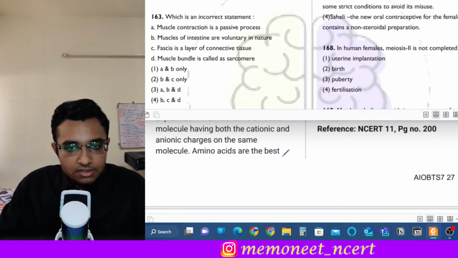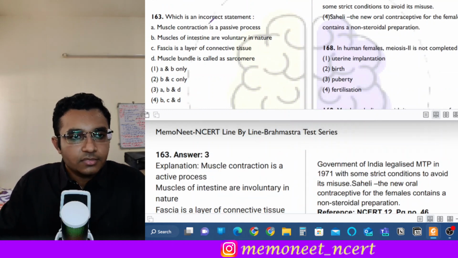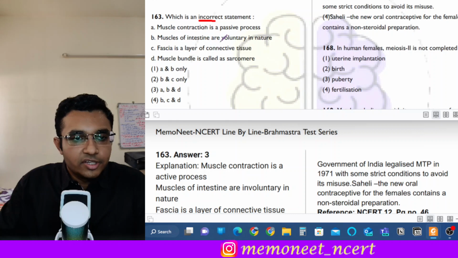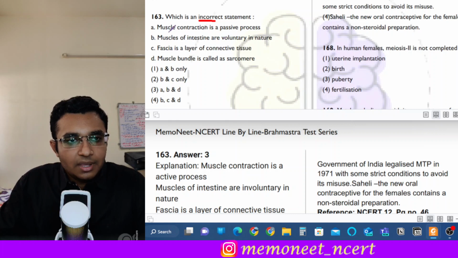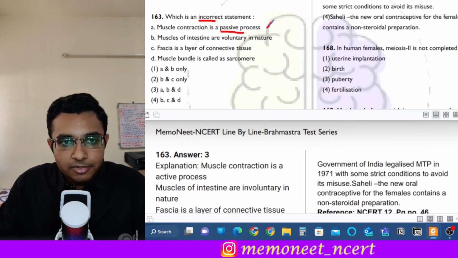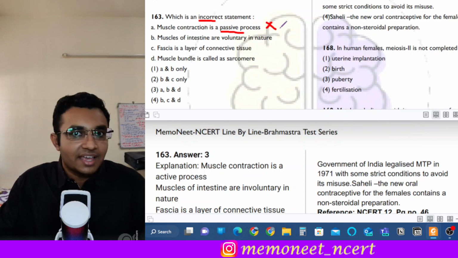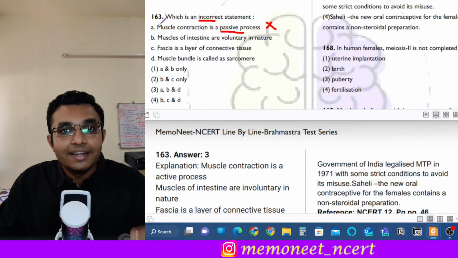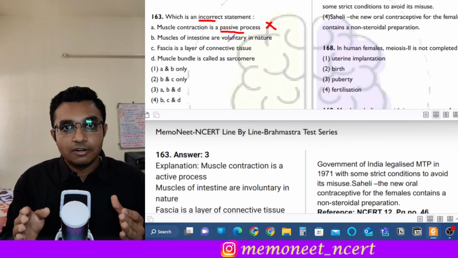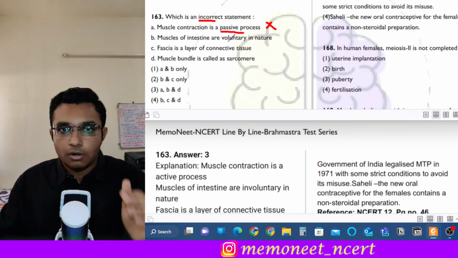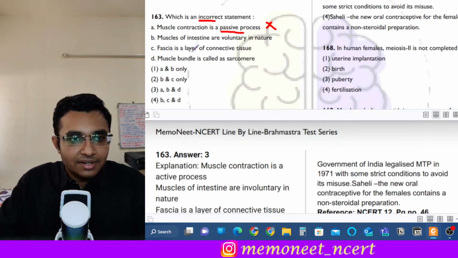The next question is question 163, which is an incorrect statement. There are four statements given here and we have to identify which is incorrect. The first statement is muscle contraction is a passive process. Yes, this is an incorrect statement because muscle contraction requires calcium and this calcium is pumped by the calcium ATPase pump. So ATP is required for muscle contraction, and a process where ATP is required is called an active process. It is not a passive process. So this is an incorrect statement.